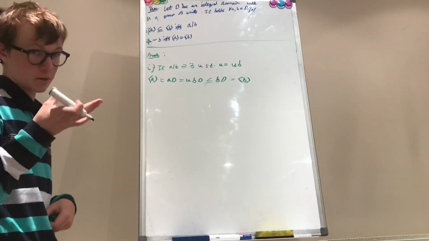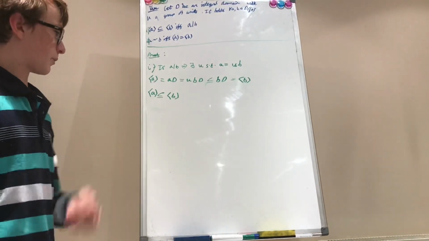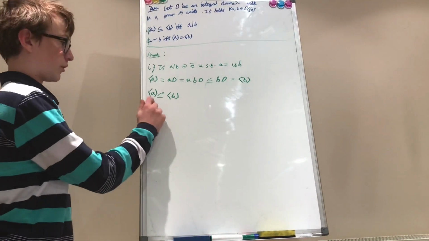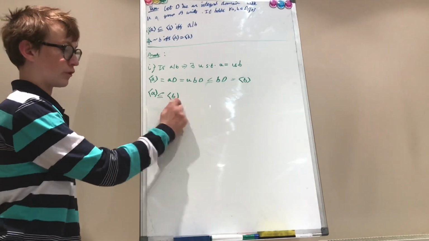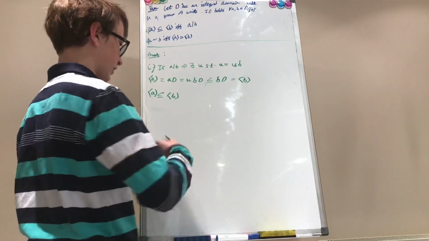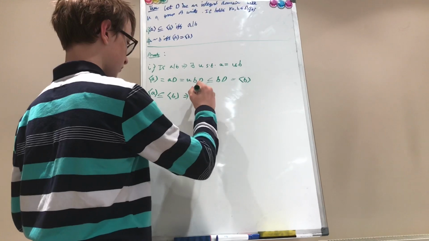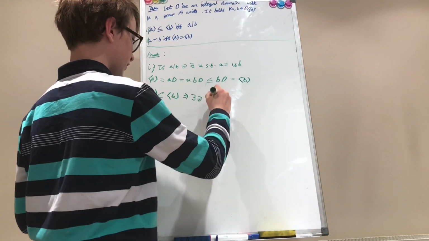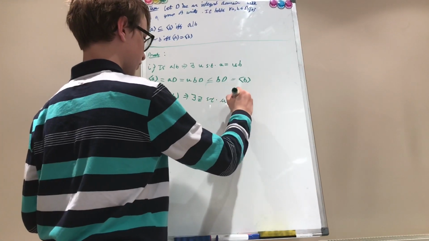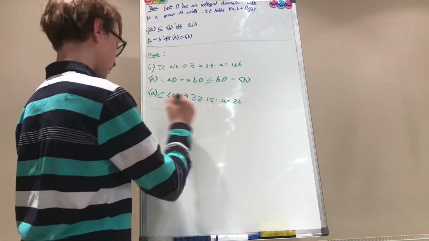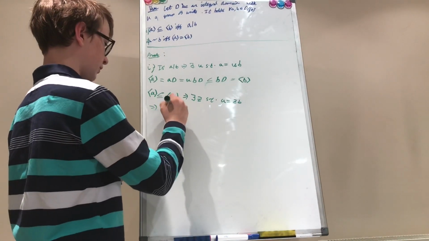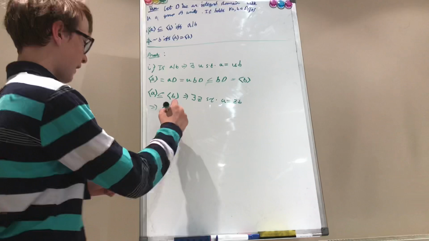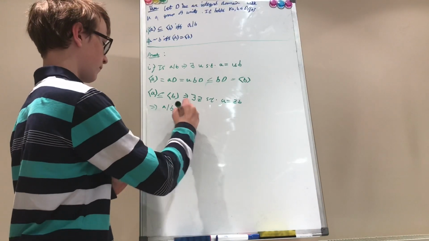assume the other way round. If the principal ideal generated by A is a subset of the principal ideal generated by B, then there exists a Z such that A equals Z times B. Therefore, A divides B. Pretty simple. That's the proof of I.